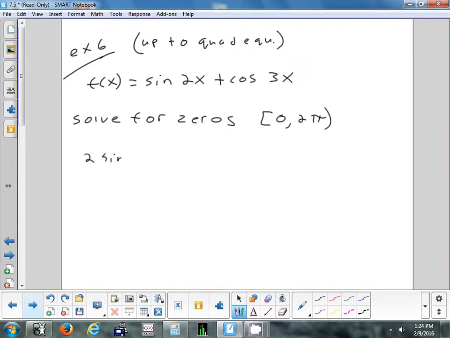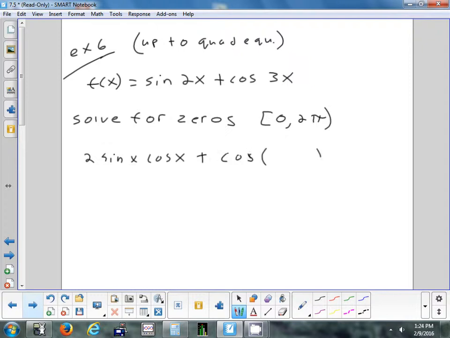2 sine x cosine x. And now the problem is we don't have a triple angle formula. It exists, but I mean, there's only so many we can study. We can't study one for every single number. So somehow we have to break down 3x.